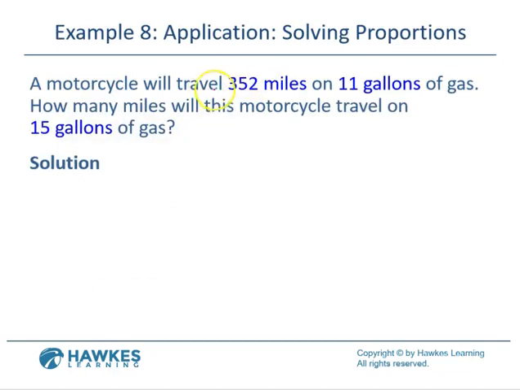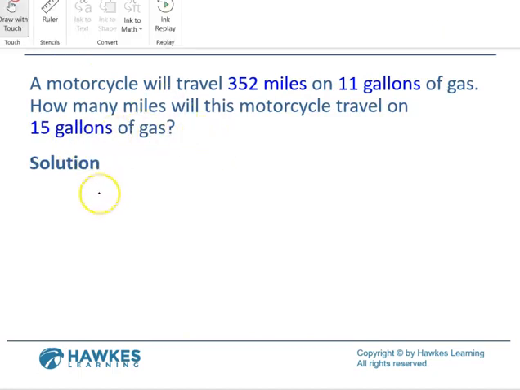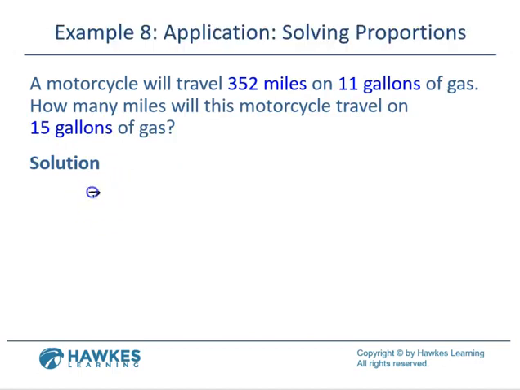A motorcycle will travel 352 miles on 11 gallons of gas, okay? How many miles will this motorcycle travel on 15 gallons of gas? So to set up this proportion, this is how we're going to do it. I can travel how far? Well, I can travel 352 miles, okay, on how much? On 11 gallons of gas.